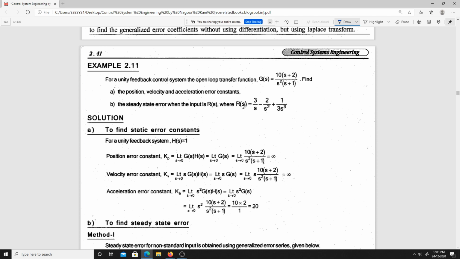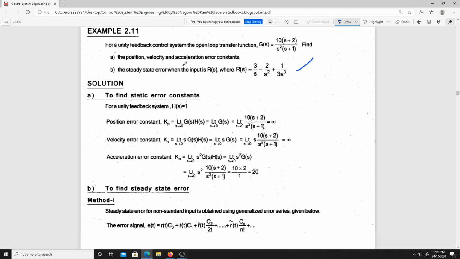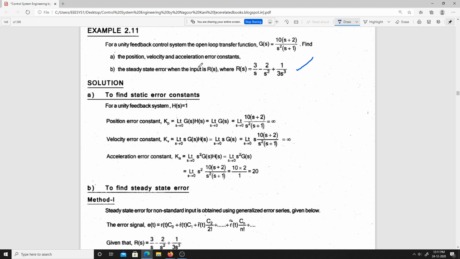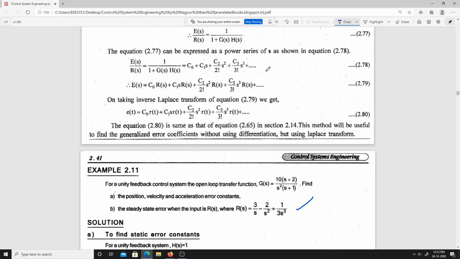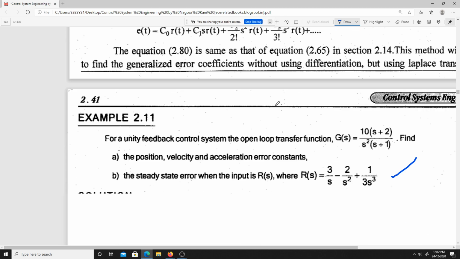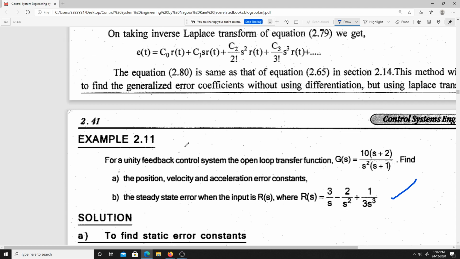And next, in the b part, we are supposed to find the steady state error when the input is r of s, where r of s is given as 3 by s minus 2 by s square plus 1 by 3 into s cube. So this is what we are having. I will give some time for you. Please find out the positional, velocity, and acceleration error constants. This is the data we're having.